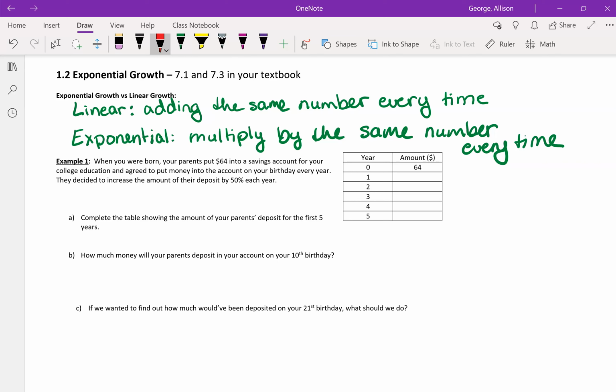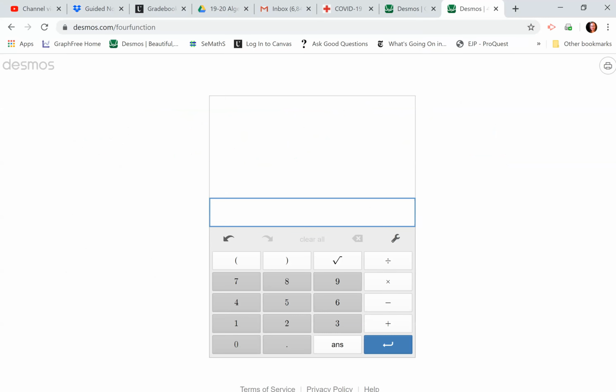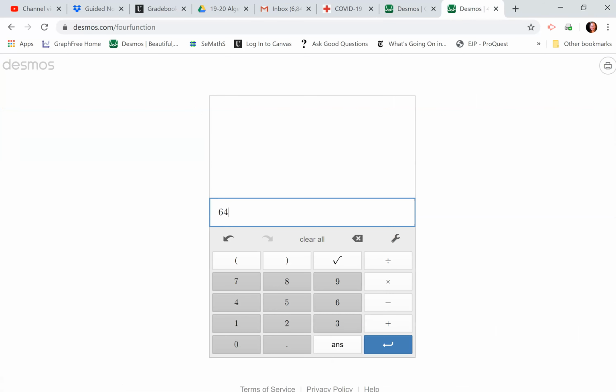All right, so let's go ahead and talk about this for a second. They said they're going to increase your amount by 50%. So that means they're still giving you the original amount plus 50%. So what they're actually doing is multiplying their original amount by 1.5. And so that's what we need to do to go through. Calculator wise, you can use Desmos for this. Desmos has the graphing calculator that we're used to, and you are welcome to type it in there. That works. They also have a four function and a scientific calculator if you would just rather not have all the bells and whistles. And so for this one, we're multiplying by 1.5.